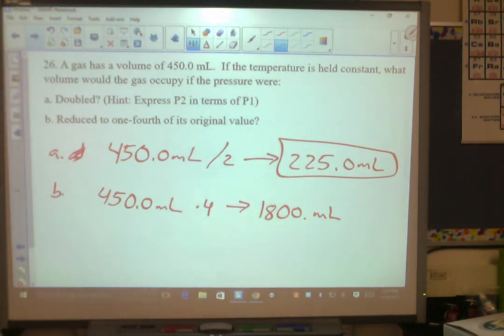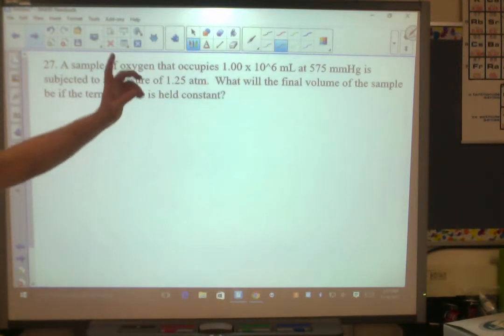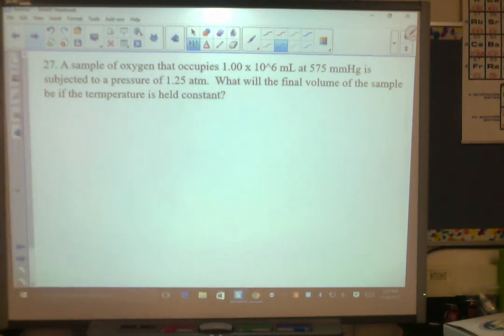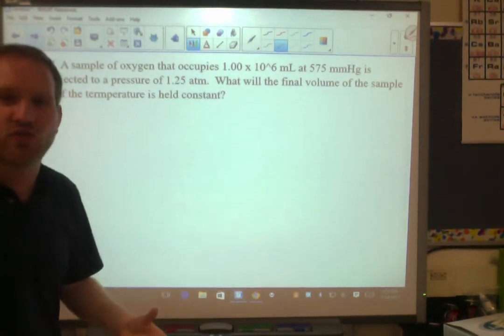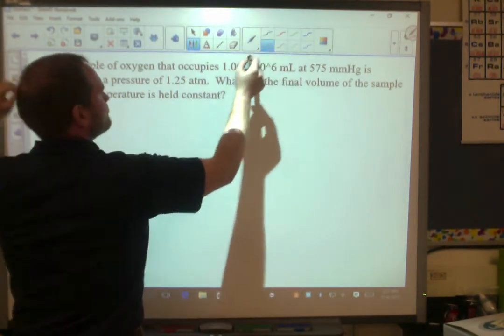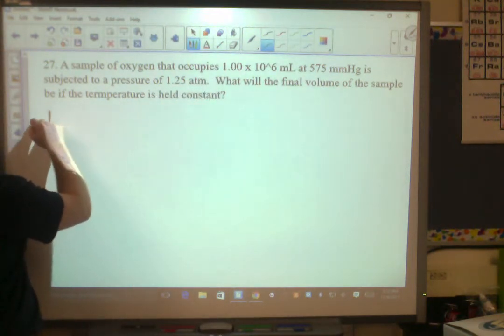Okay. Number 27. A sample of oxygen that occupies 1.00 times 10 to the 6 milliliters at that pressure is subjected to this pressure. What will the final volume be if temperature is held constant? And of course, it doesn't say it, but we have to assume that the number of particles is constant too. So let's write down what we know. That's the initial starting volume.